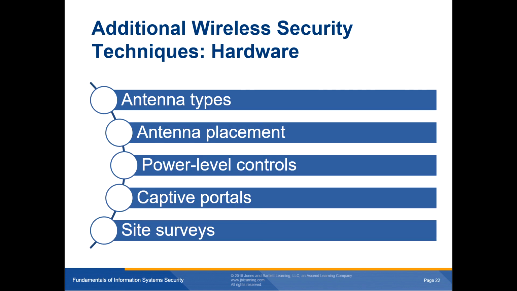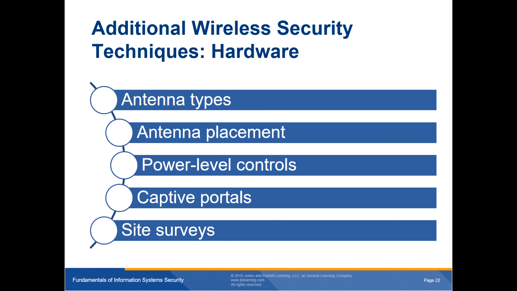Okay, some additional wireless security techniques with hardware. Antenna types: wireless device antennas can have a large impact on the device's area of coverage. Generally, external antennas can reach further than internal antennas. Also, antennas can transmit and receive in different ways. They can be omnidirectional, which is all directions, semi-directional, which is limited direction, or highly directional, focused direction. You need to choose the right antenna for your organization's use.